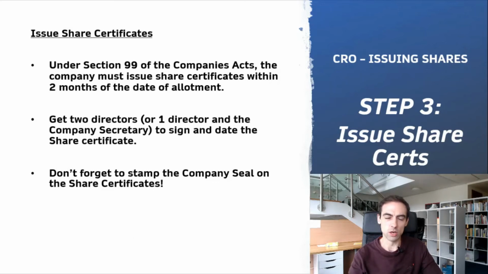Step 3, issue the share certificates. Under Section 99 of the Companies Act, the company has to issue share certificates within 2 months of the date of allotment. So the date that you've actually given out the shares. So you have to get 2 directors or 1 director and the company secretary to sign and date the share certificate itself. And don't forget to affix the company seal to the share certificate. And again, you'll need to actually purchase or order the company seal. And if you don't have a company seal, we can get one for you.